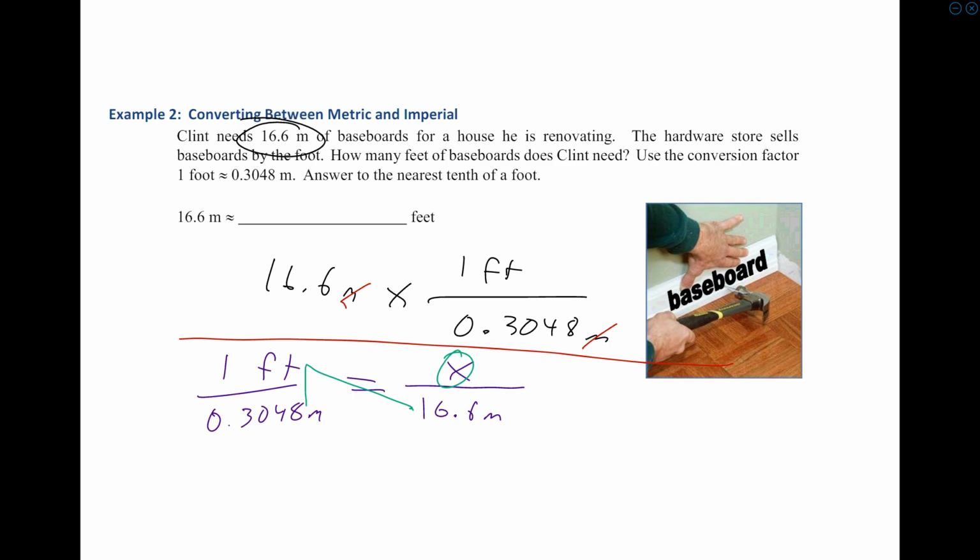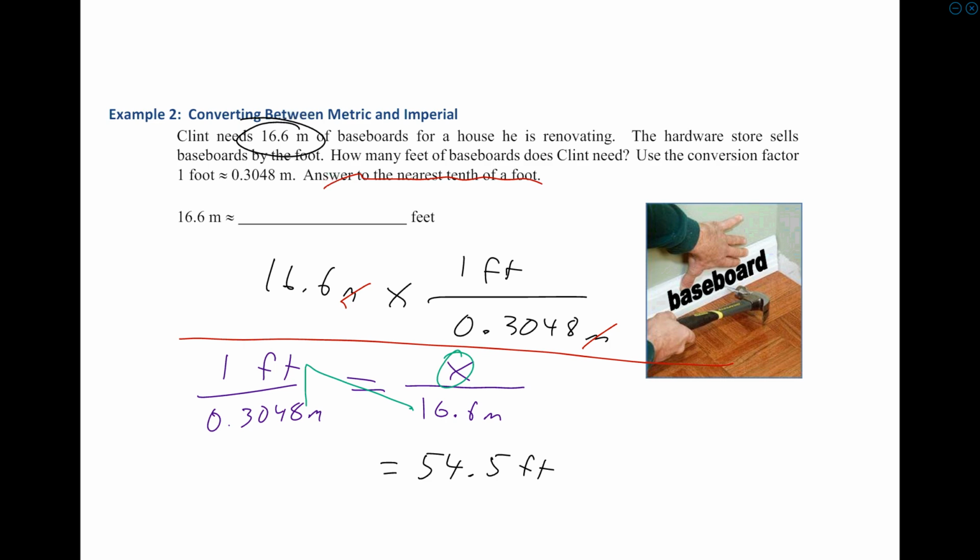So 16.6 divided by 0.3048 is 54.5 feet. But I disagree with this question. It told me they sell them by the foot. So that means I can either buy 54 feet or 55 feet. Should I buy 54 feet or 55 feet?